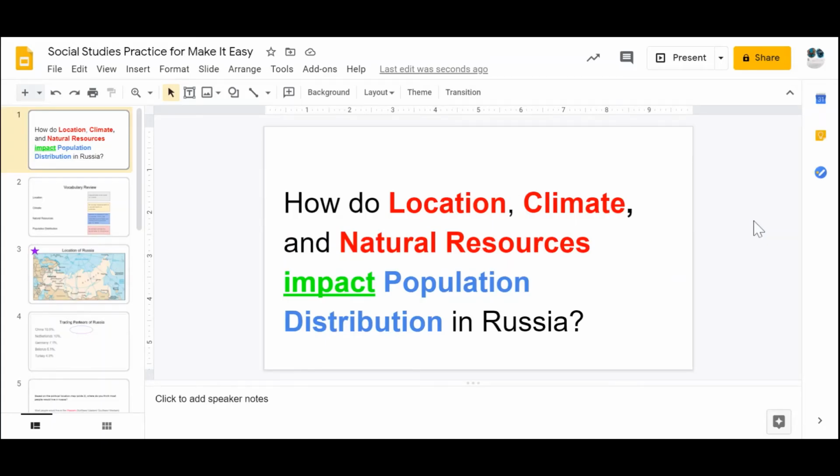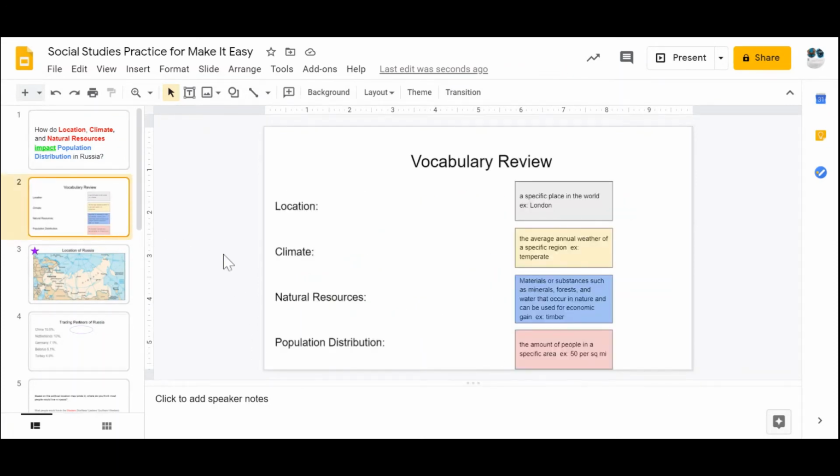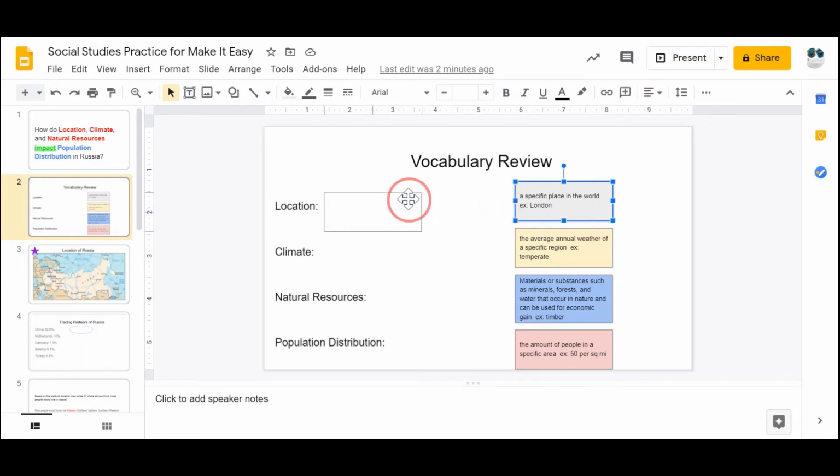So now we are going to do some practice. We're going to be using Russia as an example. Over here, we're going to be doing a vocabulary review. So basically, you just have to drag the card to whichever definition it is. So let's start from the top. A specific place in the world, example London. Okay, well, that's obviously location. So we're just going to move that here.